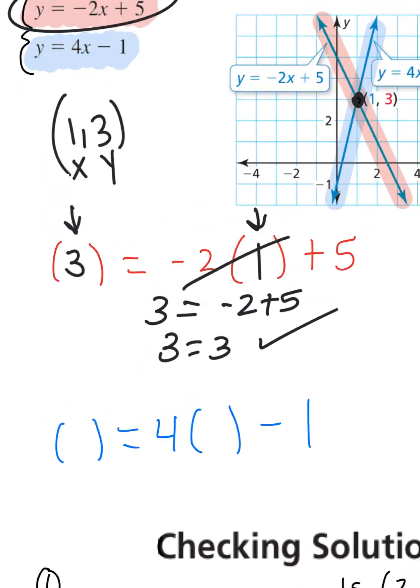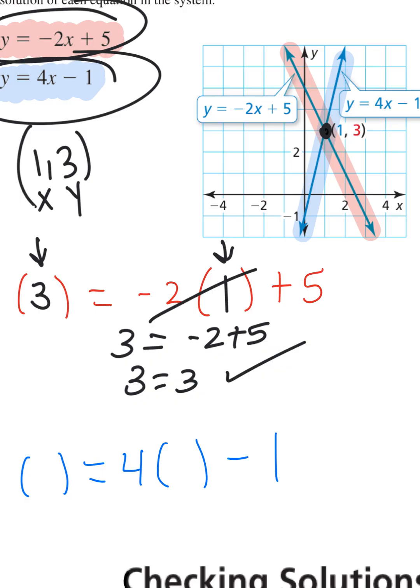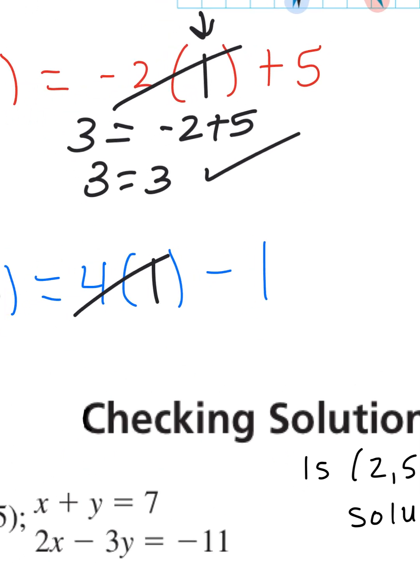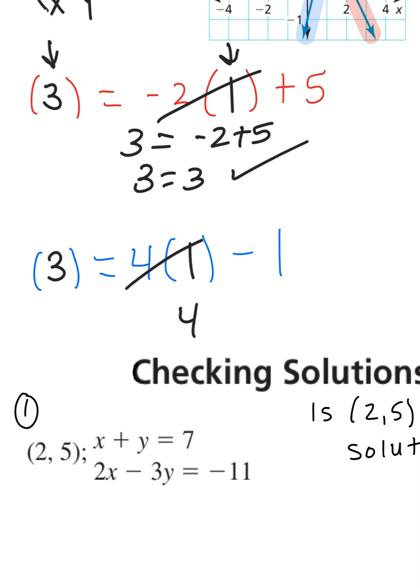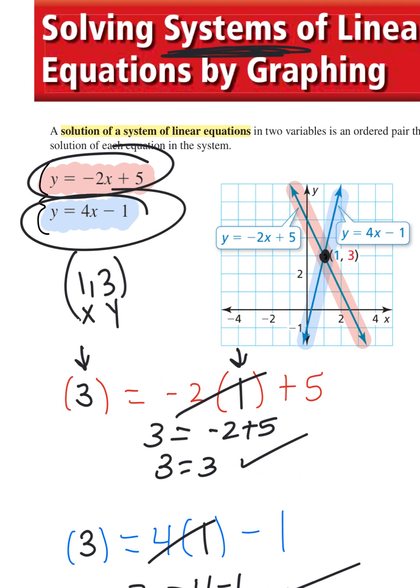Now take that same ordered pair and plug it into this second equation. Y equals 4x minus 1. So the y is 3. The x is 1. 4 times 1 is 4. 4 minus 1, does that equal 3? 3 does equal 3, so it worked for that one as well. So a solution to a system will end up working for both equations. Plugging that ordered pair into both of the equations is how you check to see if your answer is correct.